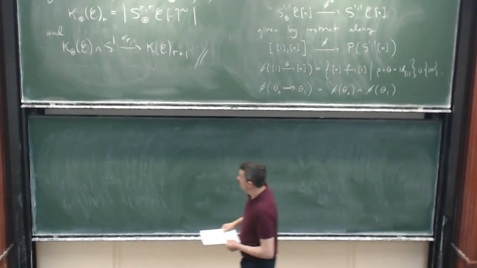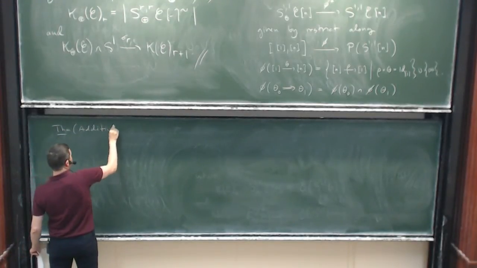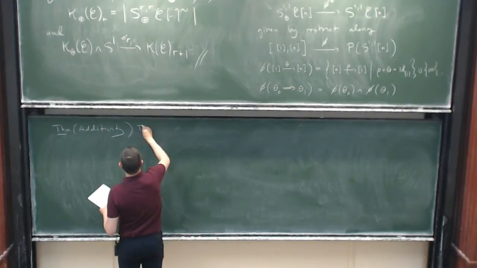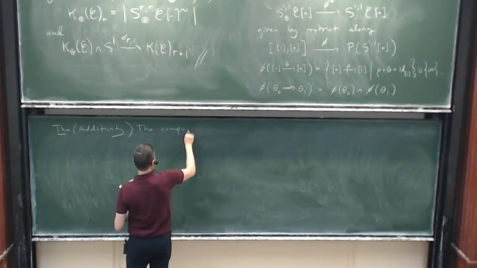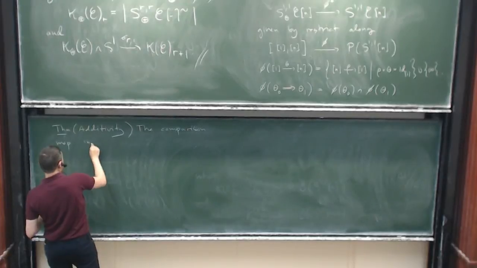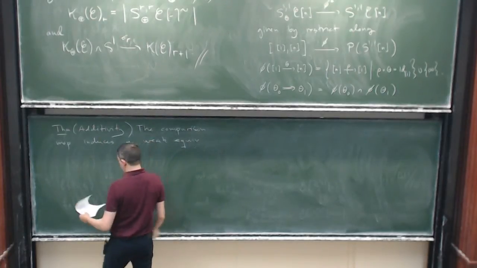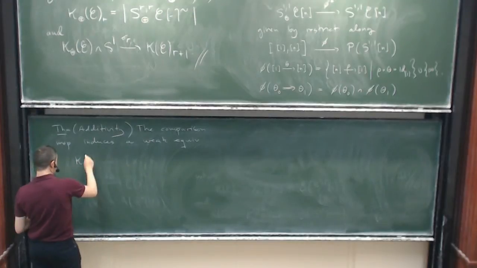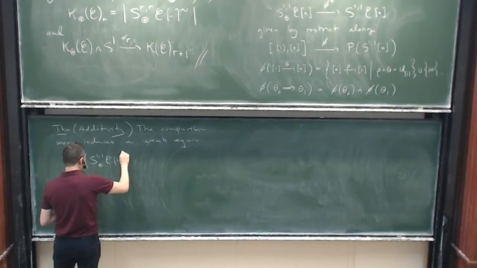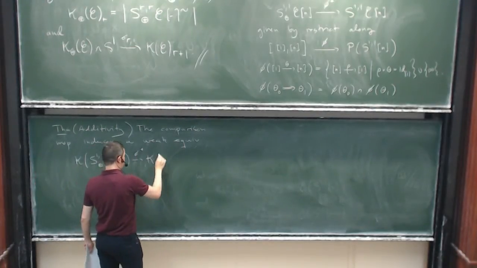Okay, and now the additivity theorem. It says that this comparison map induces a weak equivalence from the K-theory of this to the K-theory of this.